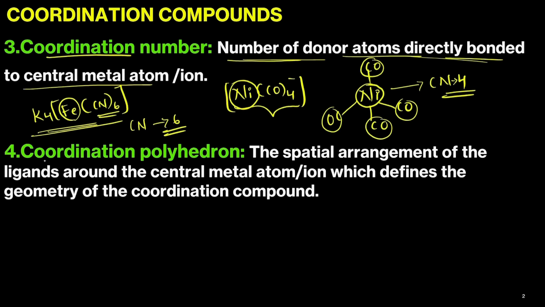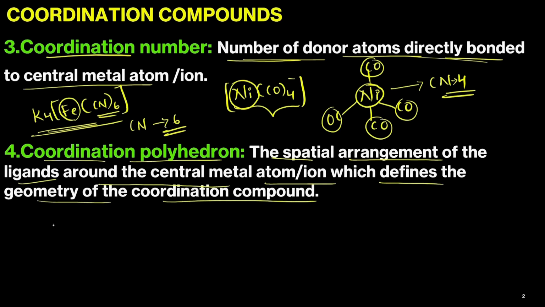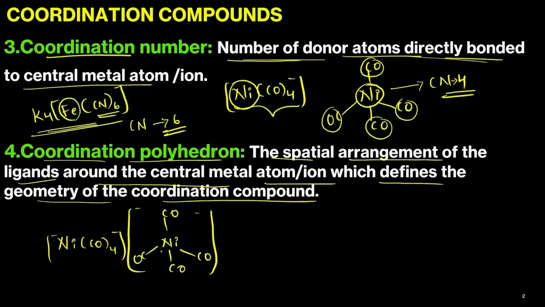Next, we will see what is a coordination polyhedron. Okay, it is the spatial arrangement of the ligands around the metal atom or ion which defines the geometry of the coordination compound. We will take an example. Again, we will take nickel tetracarbonyl. If you write the structure, here nickel, here CO, CO, here CO and here CO. In this coordination compound, the ligands around the central metal atom are arranged in such a way as to give tetrahedral geometry.